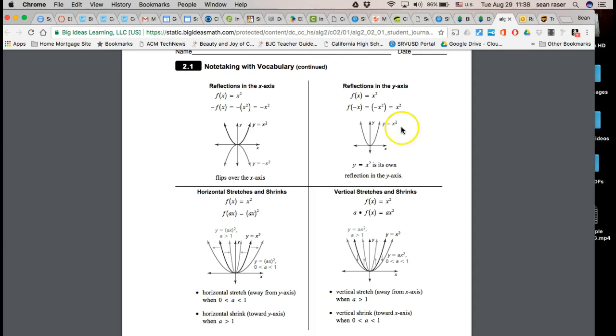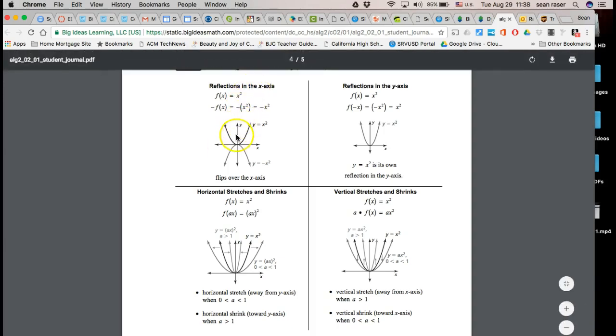functions. So remember, with reflections, this is flipping your graph over either the x or the y-axis. And this is caused by making either your entire function negative or the input to your function negative. So just like with linear functions, an x-axis reflection, so this is a reflection going up and down, so vertical. Remember, anything vertical means that you're making a change to the entire function. So with this vertical reflection, we are making our entire function negative.